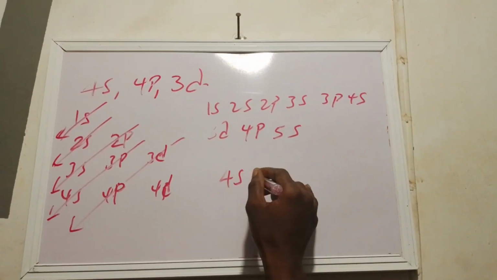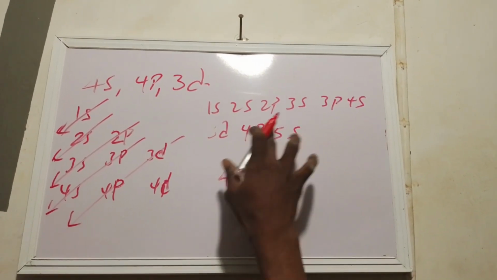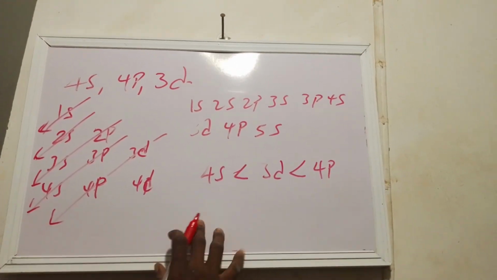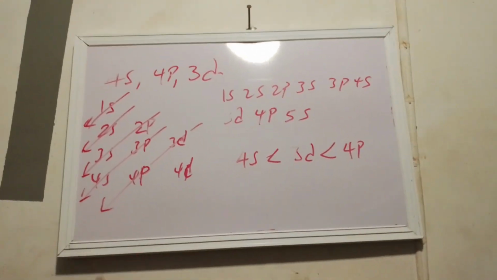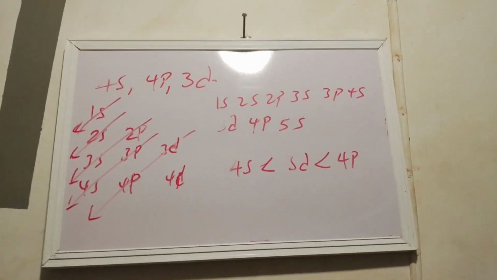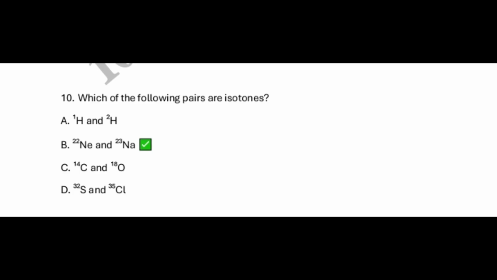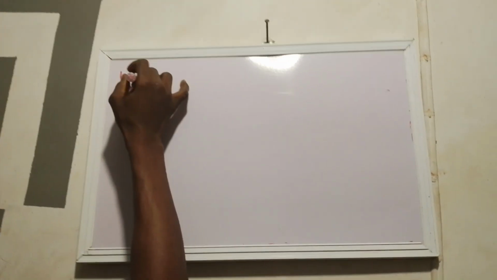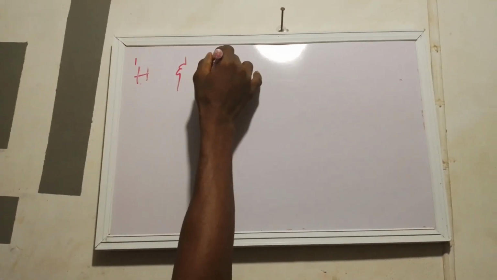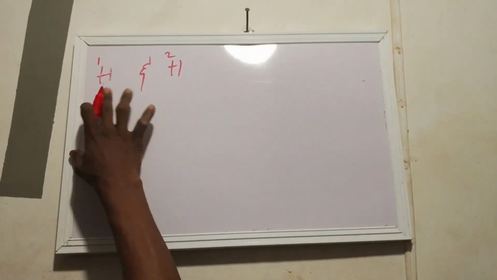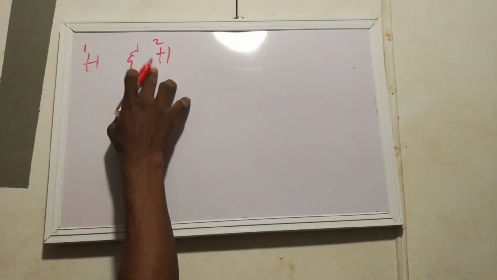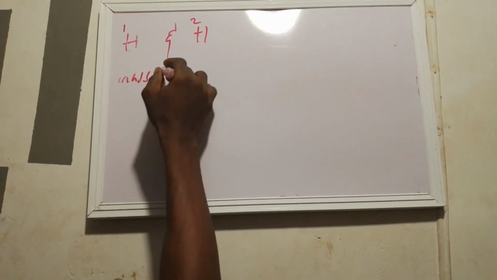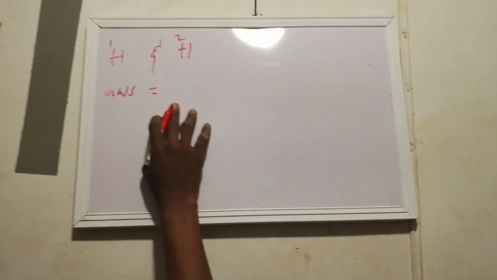The next question says which of the following pairs are isotones? So what are isotones? Isotones are elements that have the same number of neutrons. So you can see now hydrogen, this is proton, and then deuterium. When you subtract the atomic number from the mass number, you are going to see that proton has zero neutron, because the mass number minus the atomic number gives you zero, and for deuterium, the mass number minus the atomic number gives you 1. So therefore they are not isotonic. That means they don't have the same number of neutrons.